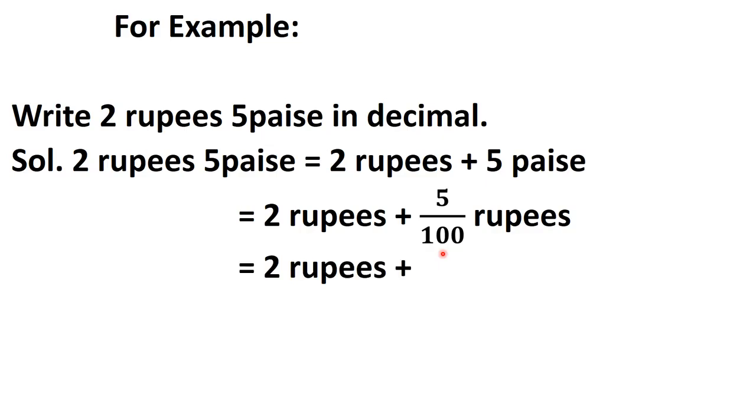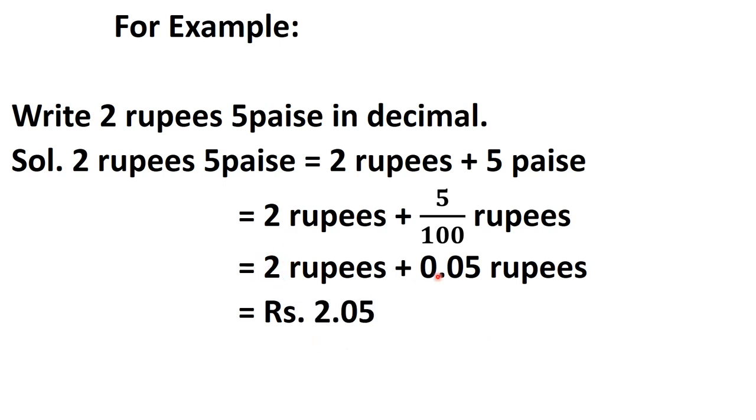Now you know very well how to write 5 upon 100 in decimal form. It is 0.05. Now add both. Whole number will be added to whole number. Here whole number is 0, here whole number is 2. So 2 plus 0 is 2 only. And the decimal part will remain only this, because in 2 rupees there is no decimal part. So it is 2.05.